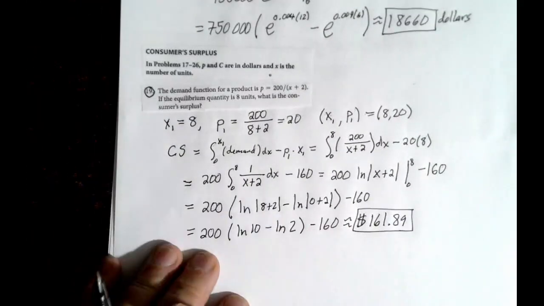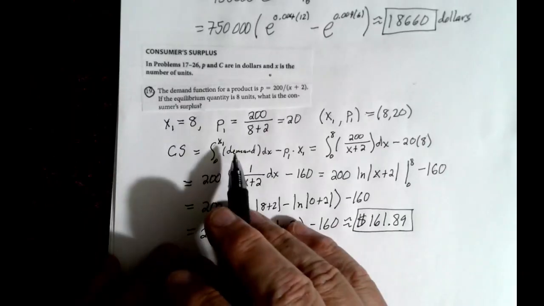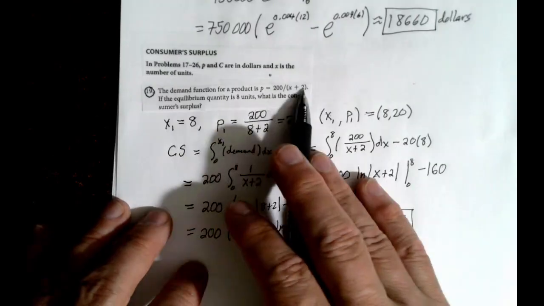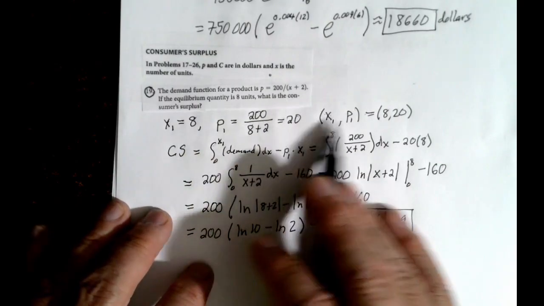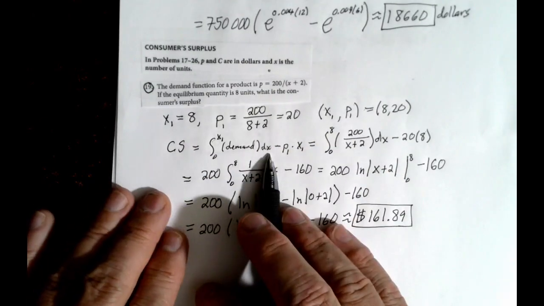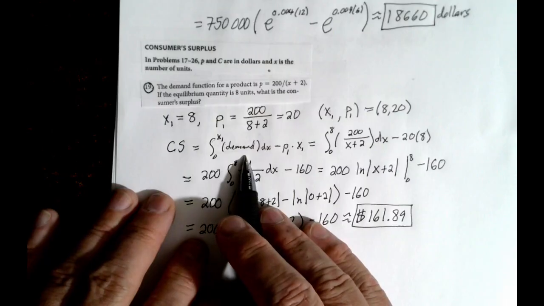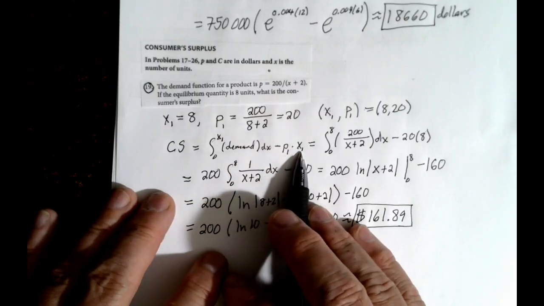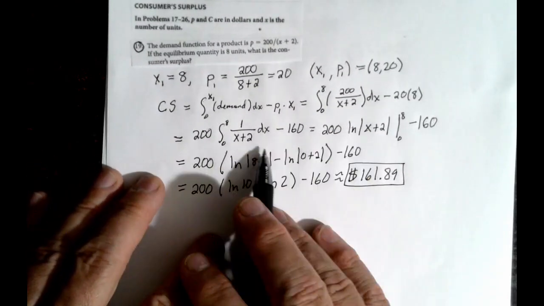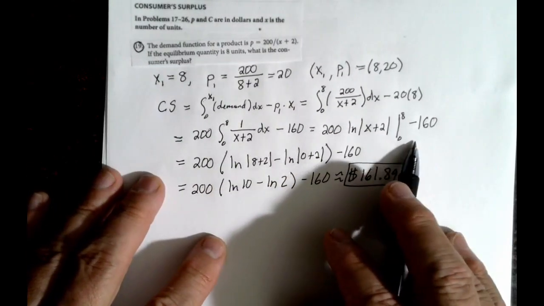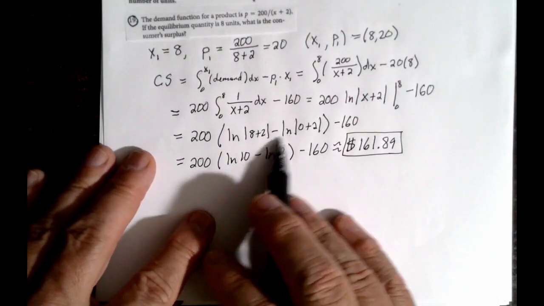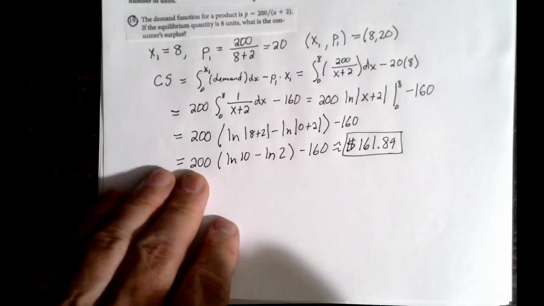Consumer surplus, again we have to find x1, p1. They give us x1, which is 8, but they don't give us p1, but they give us p, and we plug in 8 for x and we get p. So now we've got our equilibrium point, and we can do the consumer surplus integral. We use the demand function, and we follow it with p times x, and we integrate from 0 to 8, 0 to x1. We integrate, and we get this natural log of the absolute value from 0 to 8, and we subtract 160. We simplify that down, and we end up getting 161.89.